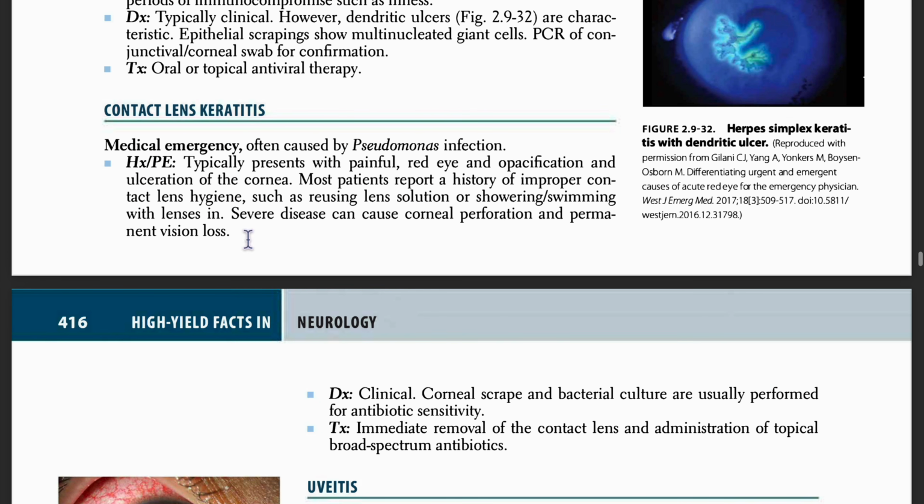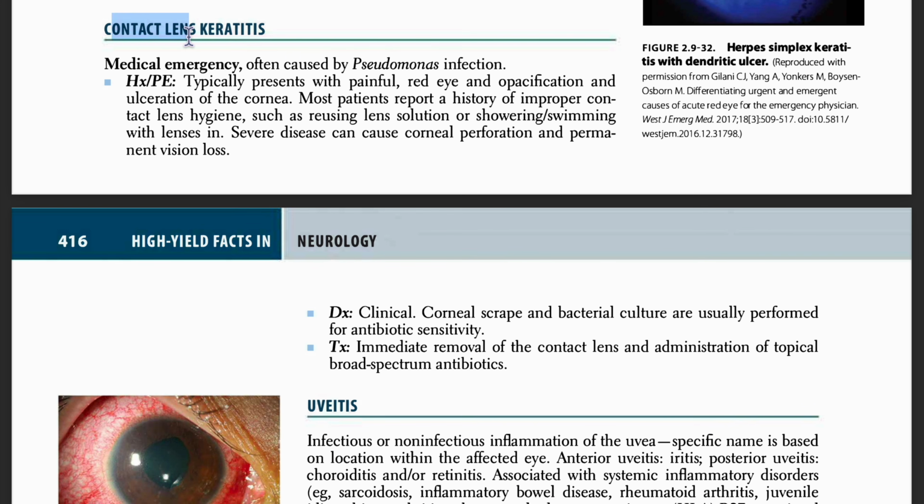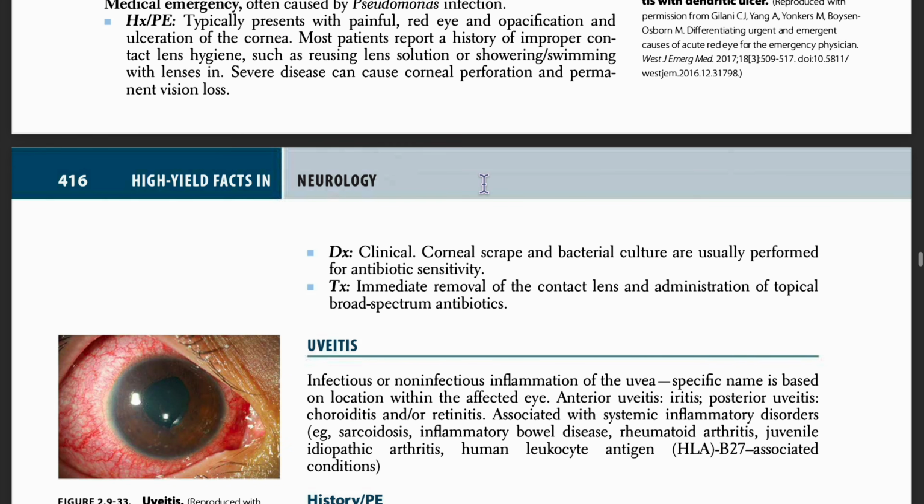Contact lens keratitis, medical emergency often caused by Pseudomonas infection. So it happens in people who wear contact lenses, right? History and physical examination: typically presents with painful red eye and opacification and ulceration of the cornea. Most patients report a history of improper contact lens hygiene, such as reusing lens solution or showering, swimming with lenses in. Severe disease can cause corneal perforation and permanent vision loss.